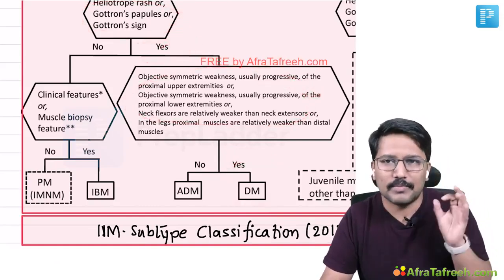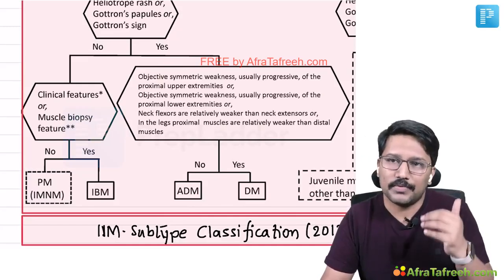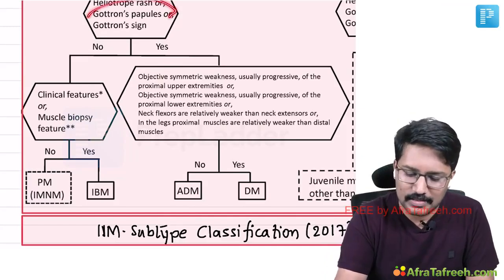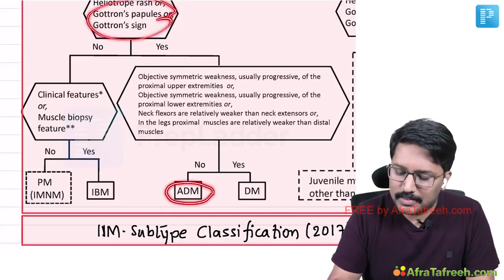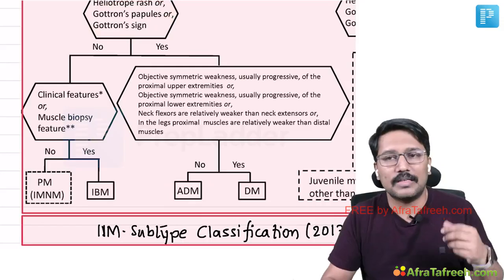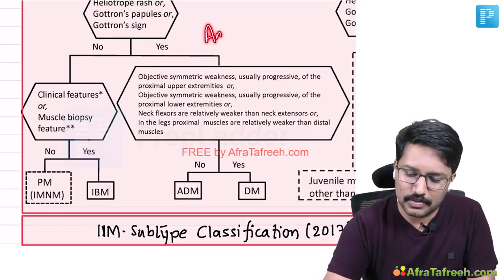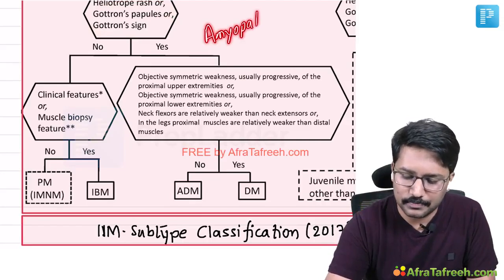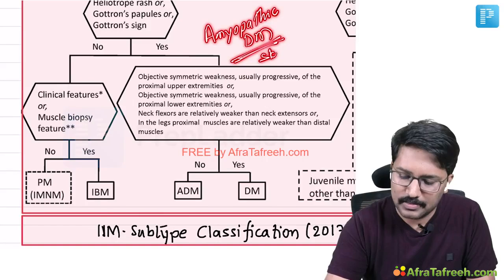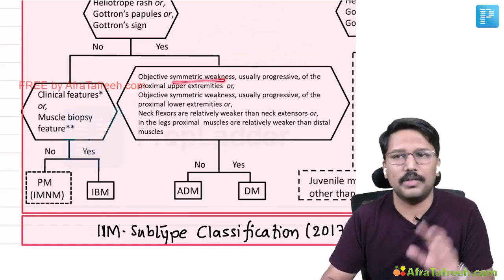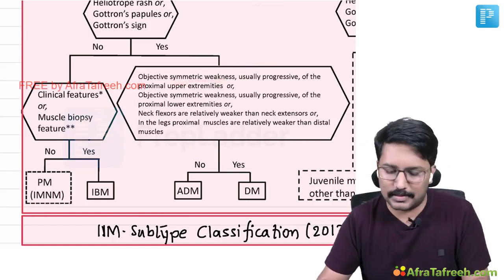But very rarely, some subset of patients may not have weakness of muscles at presentation. In those cases, when they have skin changes but no muscle changes, we will call it amyopathic dermatomyositis. Remember this terminology. We call it amyopathic dermatomyositis because only skin changes are present. There is no objective evidence of symmetric proximal weakness. Okay, so that is clear.